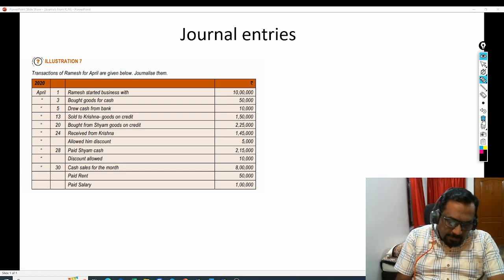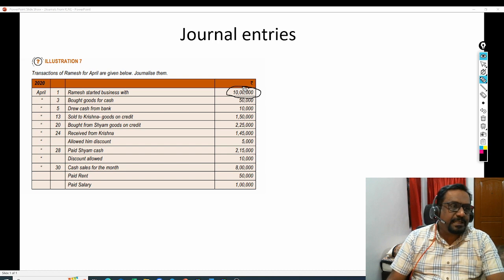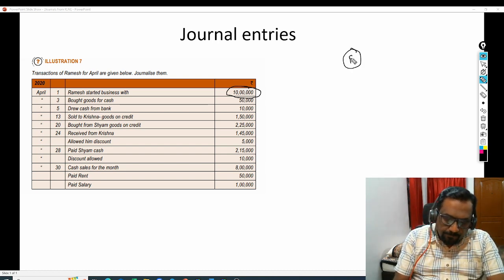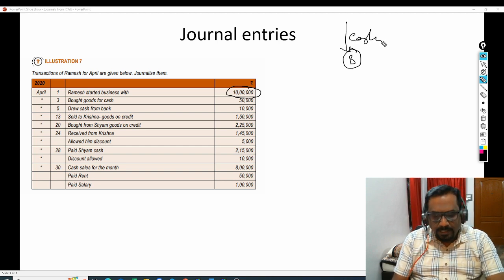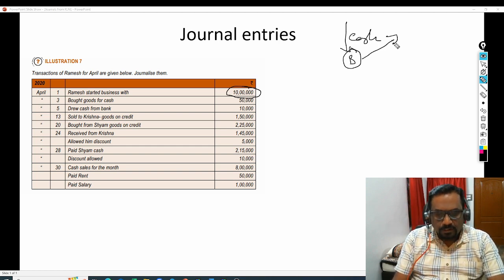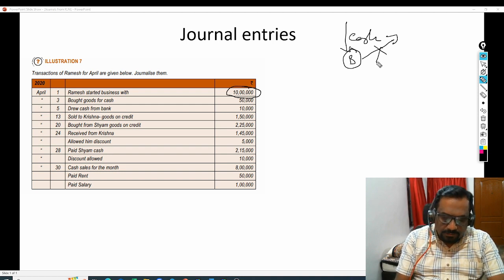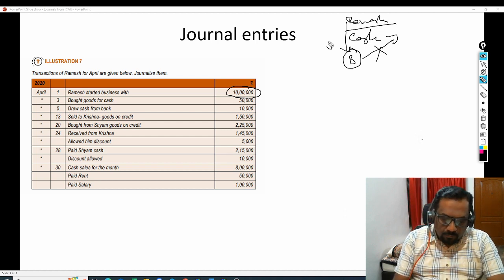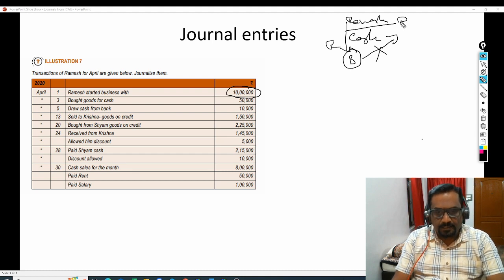First one, Ramesh started business with 10 lakhs. That means what comes in? Cash comes in. Am I right? What goes out? Nothing goes out. Who is the giver? Ramesh. Right? So, cash comes under real account. Ramesh comes under personal account.